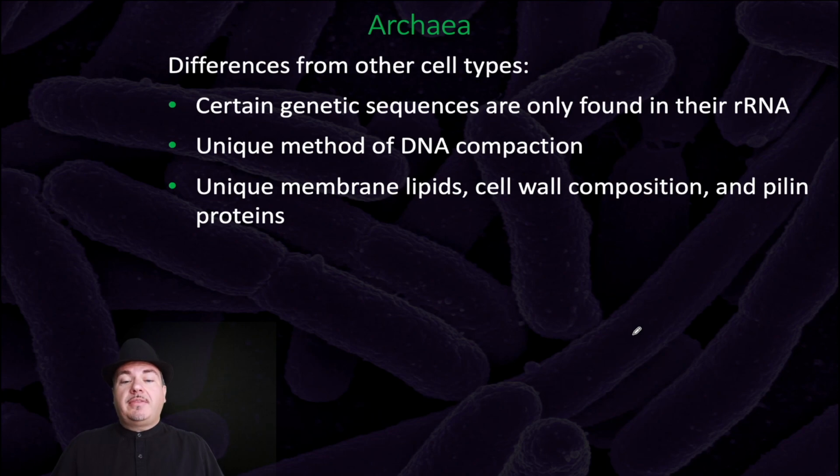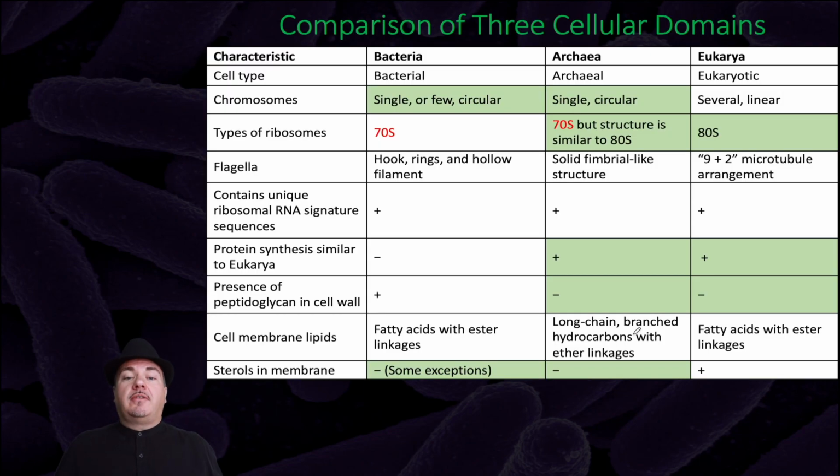They have a unique method of DNA compaction. They have unique membrane lipids, cell wall composition, and pillin proteins. So if we look at a comparison of the three domains of life, bacteria, Archaea, and Eukarya, we can see some traits and how they're similar between the different domains.